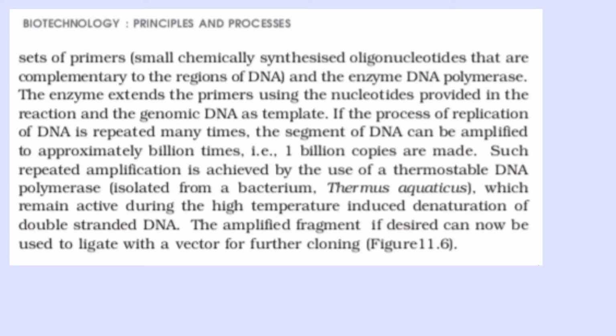If the process of replication of DNA is repeated many times, the segment of DNA can be amplified approximately 1 billion times, that is, 1 billion copies are made. Such repeated amplification is achieved by the use of thermostable DNA polymerase, isolated from a bacterium Thermus aquaticus, which remains active during the high temperature induced denaturation of double-stranded DNA. The amplified fragment of the desired gene can now be ligated with a vector for further cloning.